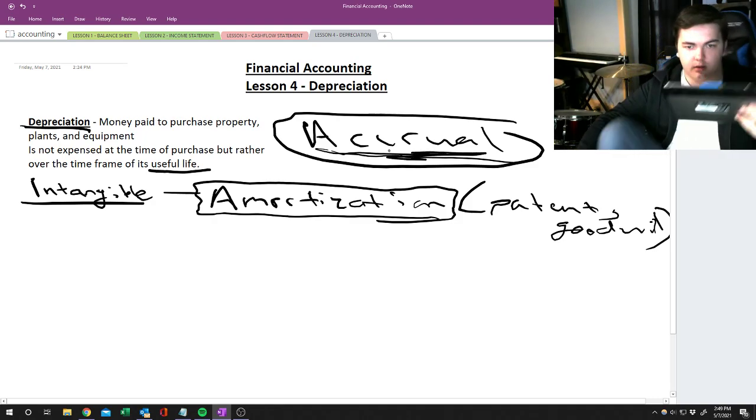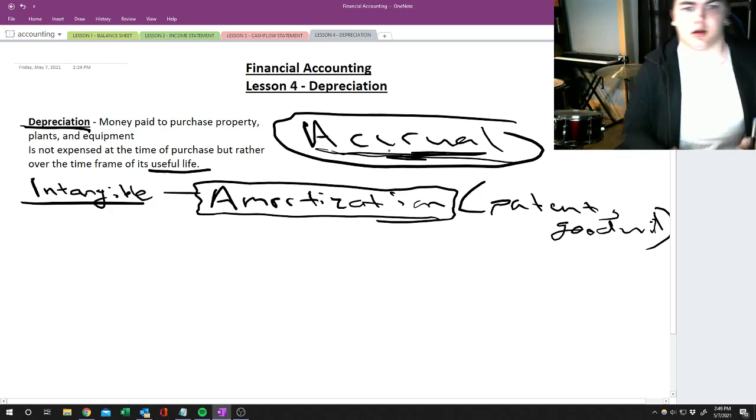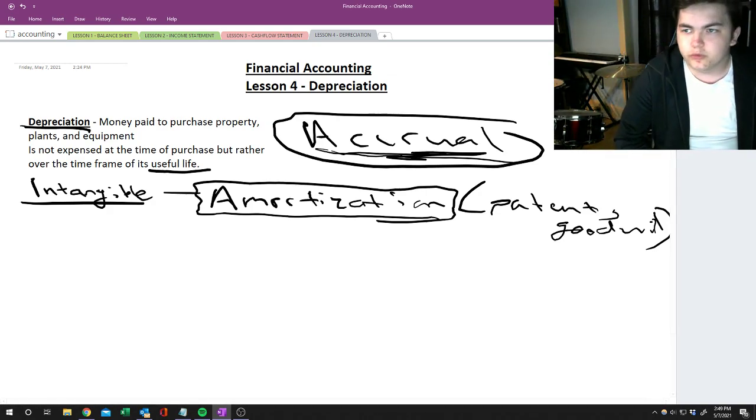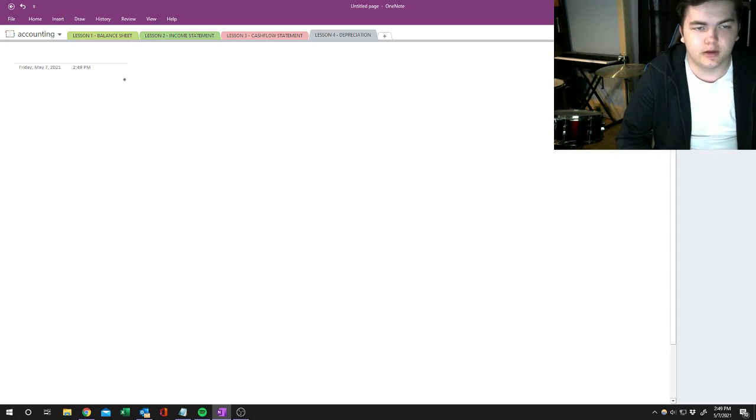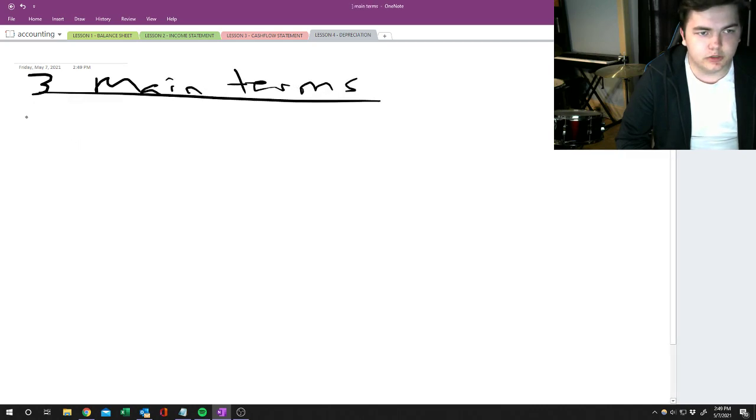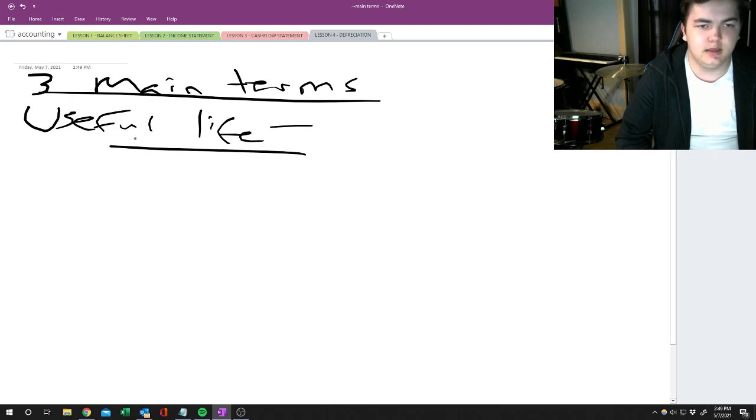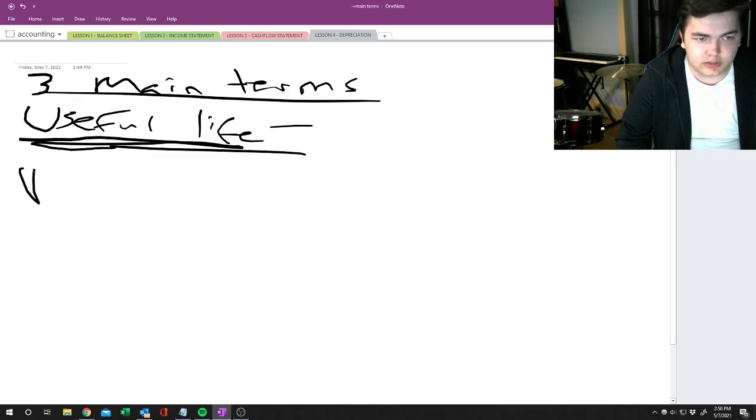So, in order to calculate depreciation, we have three main terms. The first one is the useful life. This is the amount of years that we can expect to use the asset, or the amount of time until it's no longer used. And then the acquisition cost.